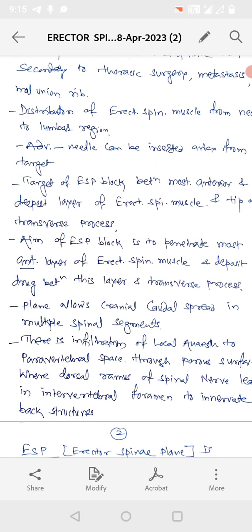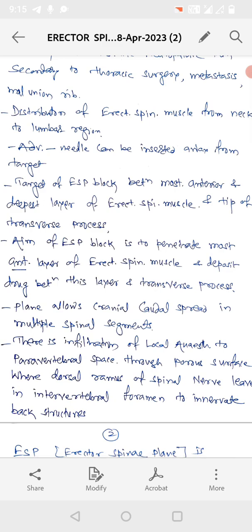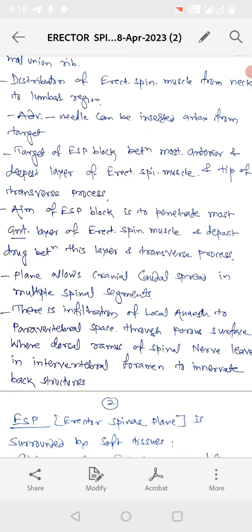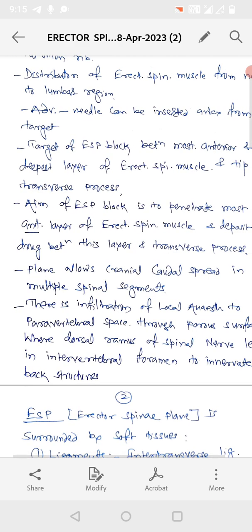The target of the ESP block is between the most anterior and deepest layer of the erector spinae muscle and the tip of the transverse process. That means the drug is injected anterior to the deepest layer of the erector spinae muscle, at the tip of the transverse process. The aim of the erector spinae plane block is to penetrate the most anterior layer of the erector spinae muscle and deposit the local anesthetic drug between this layer and the transverse process.